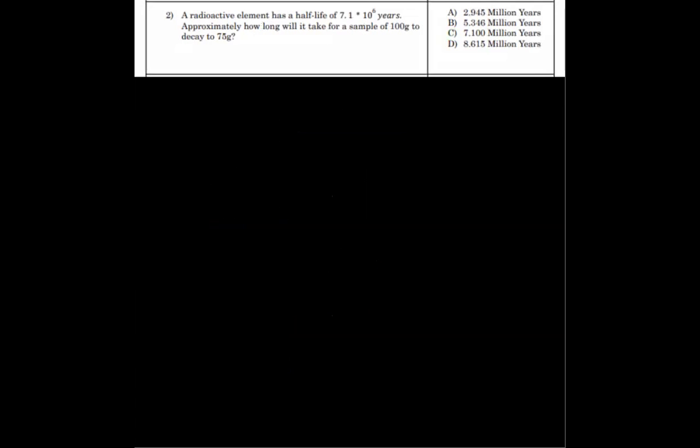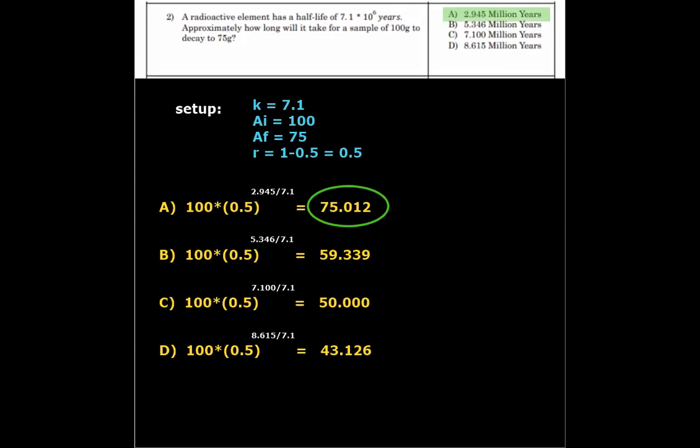Question 2. A radioactive element has a half-life of 7.1 times 10 to the 6 years. Approximately how long will it take for a sample of 100 grams to decay to 75 grams? Well, this problem can be solved by plug-in. Set up the period K equals 7.1 million years, so 7.1. The initial amount is 100 grams, and the final amount is 75.